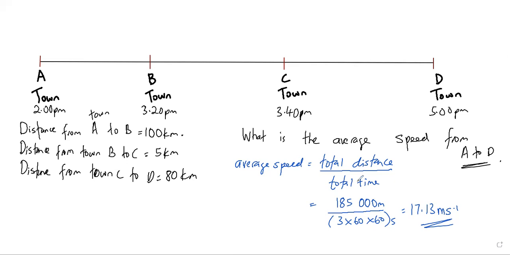So average speed is total distance per total time. Right? This is how you solve the question. So when you're calculating average speed, always take total distance per total time.